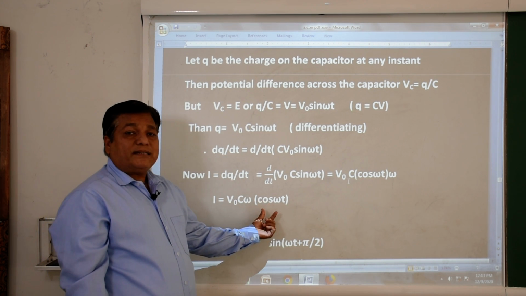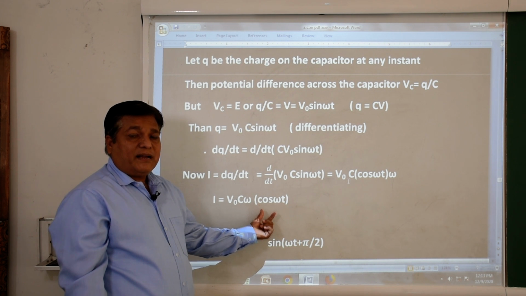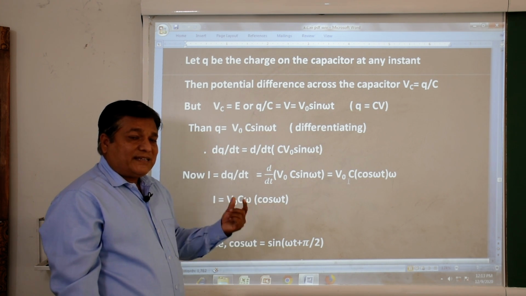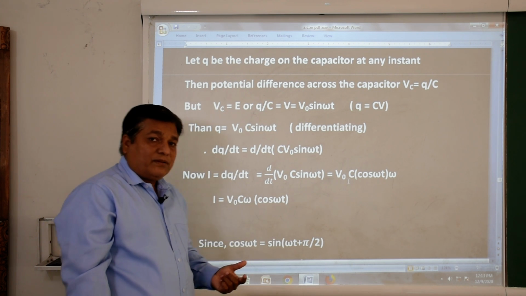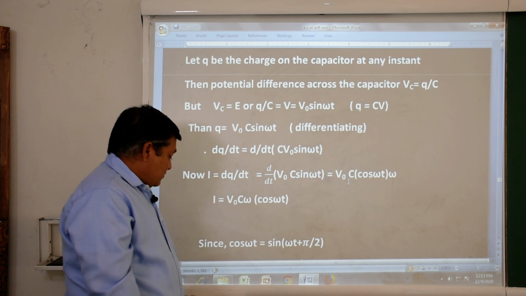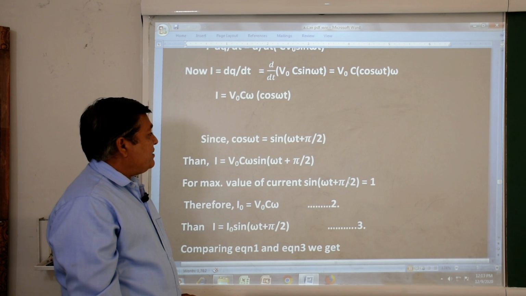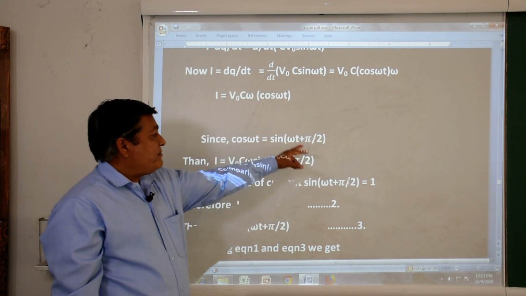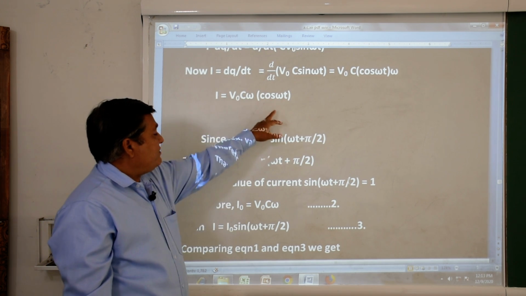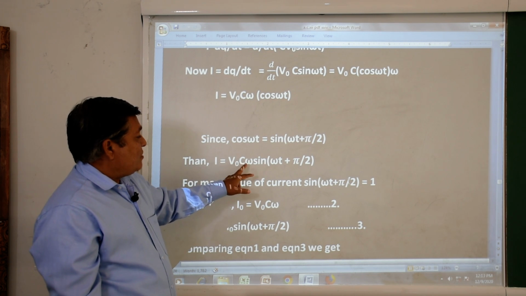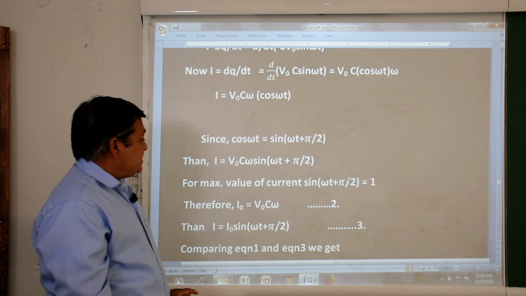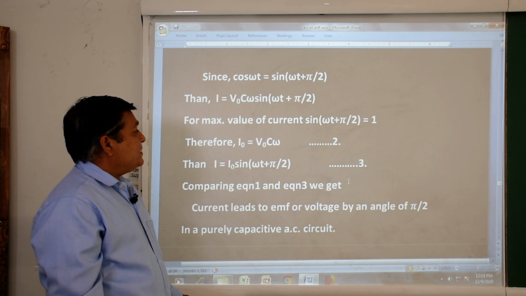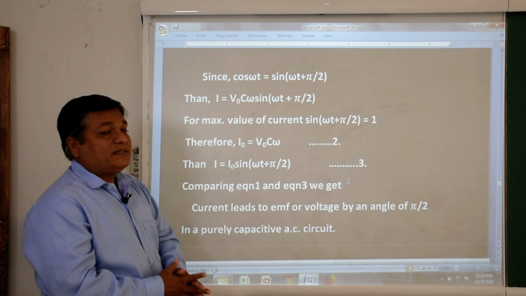We want to write this term of cos omega t in terms of sine. We know that cos theta is equal to sin of 90 plus theta. So in place of cos omega t we can write sin of omega t plus 90 degrees, that means pi by 2. So I is equal to V naught C omega sin of omega t plus pi by 2.